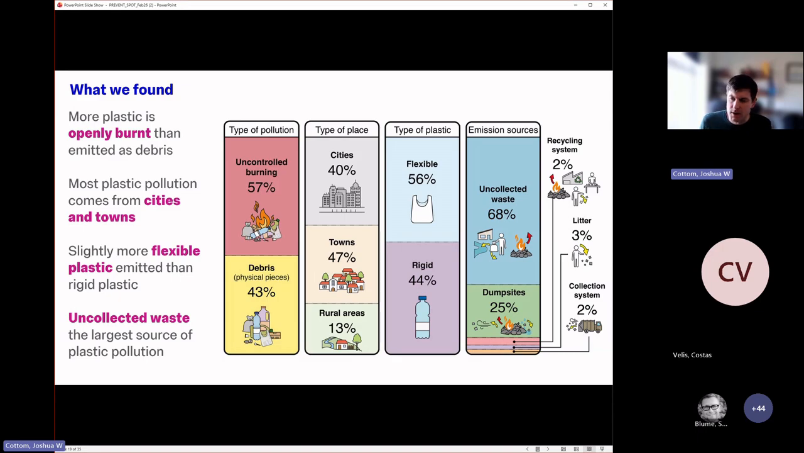In terms of the types of plastic, both rigid and flexible were fairly even. Flexible was slightly higher than the rigid. This is due to a couple of reasons. One is the value of the material is less for flexible plastic, so it's not being collected by the informal sector as much. But then also the item properties of it make it more susceptible to being blown off collection containers and dump sites as well.